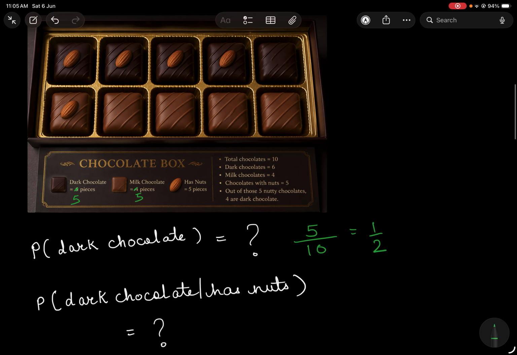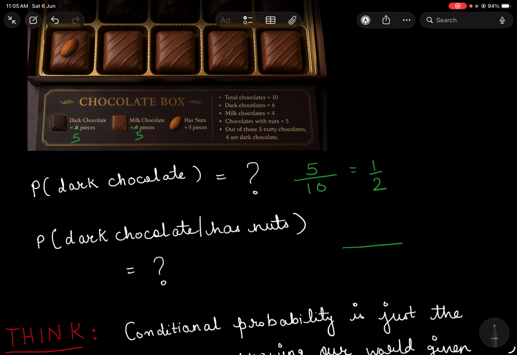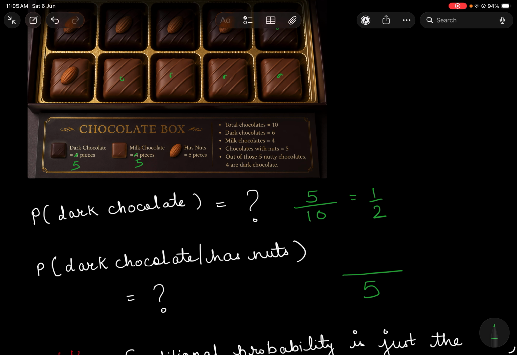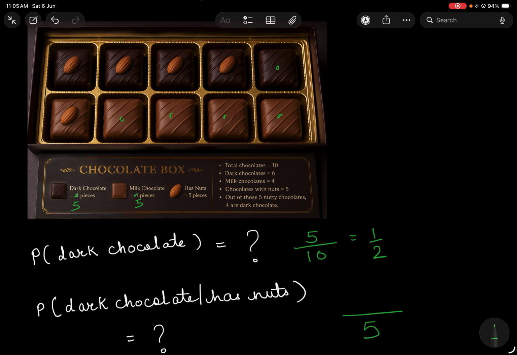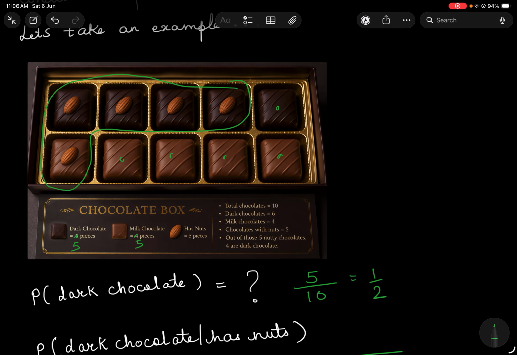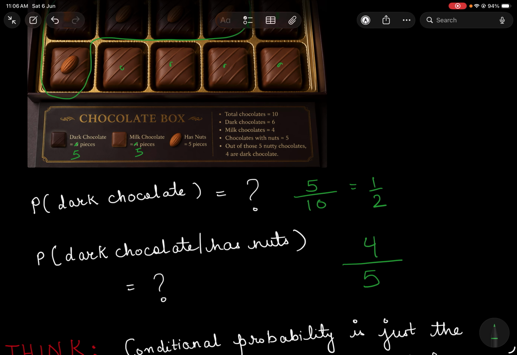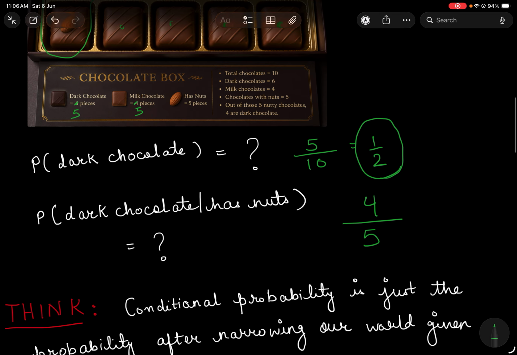All right. Now, what will the denominator be? Now, the denominator cannot be the full 10 chocolates, right? Because if you see the chocolates I'm marking, they don't have nuts. And I know that the chocolate has a nut. So the denominator is 5. That is, our sample space has now reduced to these 5 chocolates. And out of these 5, how many are dark? 4. So now my probability of getting a dark chocolate is actually 4 by 5, which is different from what we had earlier, right? That's how the probability has changed.